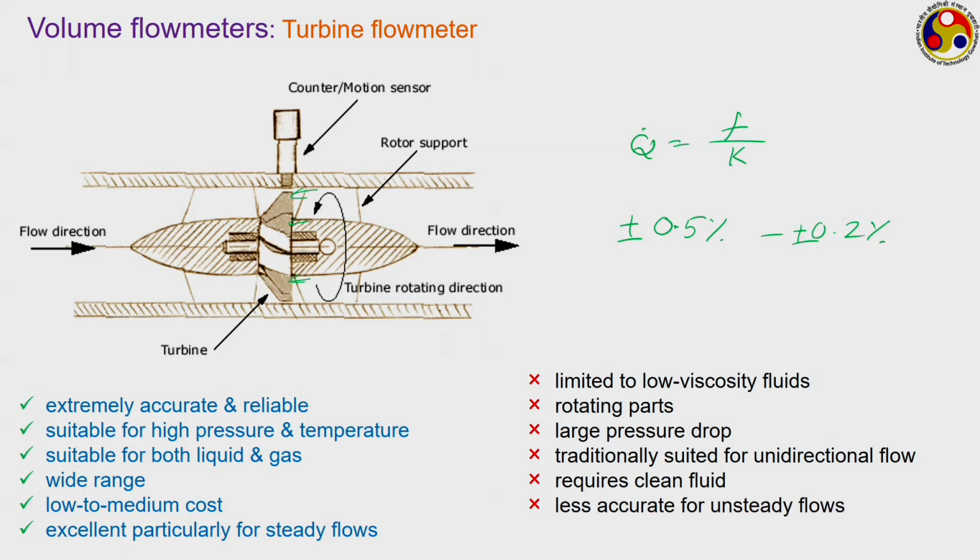They are less accurate for unsteady flows and also for low flow rates. They are extremely high accuracy at the upper side of the range, but not that great on the lower side. But the next one can be extremely accurate over the entire range from 0 flow to very high flow rate, which is the electromagnetic flow meter.